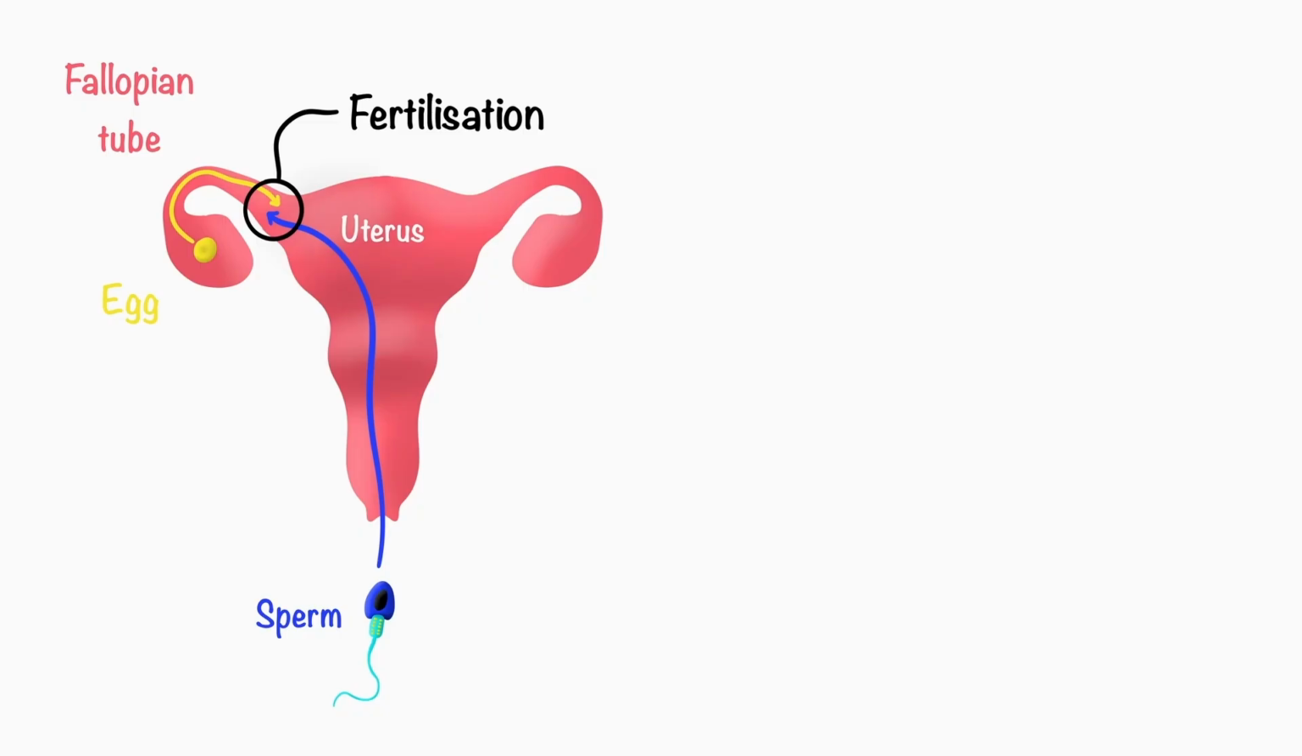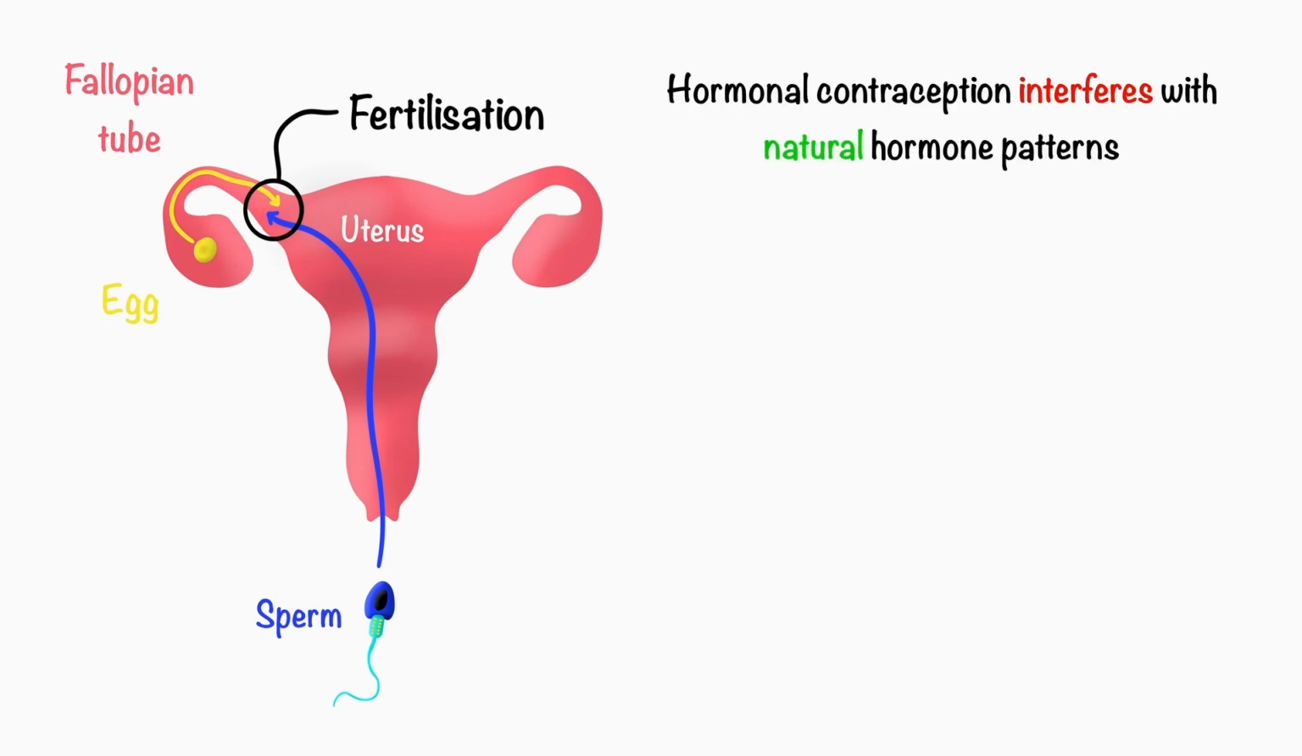Pregnancy happens when a sperm cell reaches and fertilizes an egg that has been released from the ovary during ovulation. Contraception methods aim to prevent this process in different ways. Hormones can be used as an effective method of contraception. These work by disrupting the normal reproductive cycle we discussed in our previous episode.